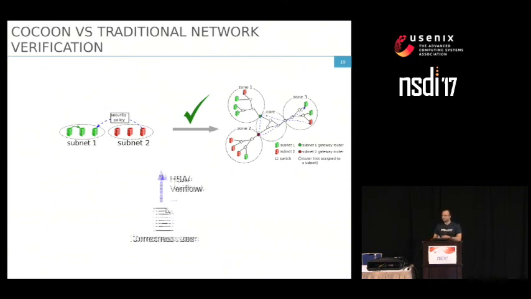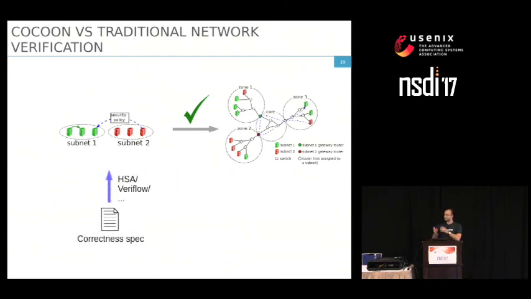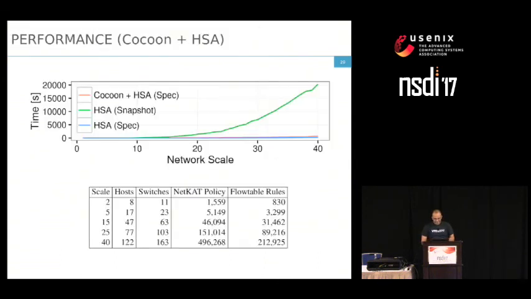Cocoon already proved for us that this configuration is a refinement of the specification. Instead of verifying the concrete data plane, we can verify the abstract specification. And this should be much faster because it's abstract and has a smaller state space. And indeed, it is much faster. So for the same case study, we verified pairwise reachability using HSA on the concrete configuration. That's the green line. And then we did the same on the abstract spec. And that's the red line. And you can see it's 2 orders of magnitude faster.